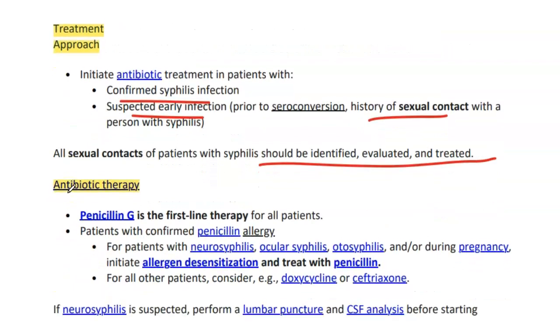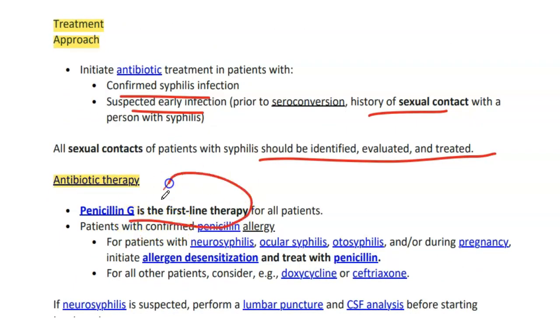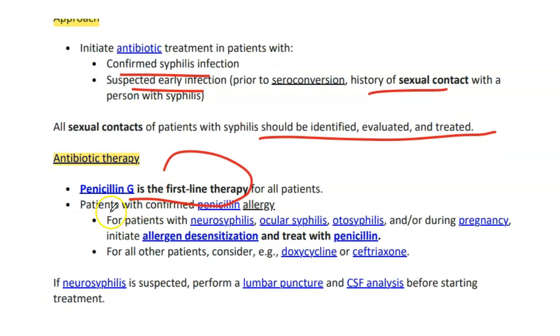What will be the antibiotic therapy? Penicillin G is the first-line therapy for all patients. For patients having a confirmed penicillin allergy who have neurosyphilis, ocular syphilis, otosyphilis, or are pregnant, initiate allergen desensitization and treat with penicillin. For all others with penicillin allergy, consider doxycycline or ceftriaxone.